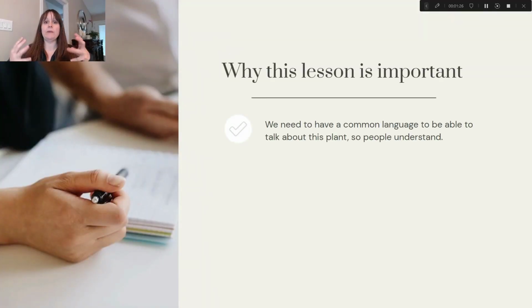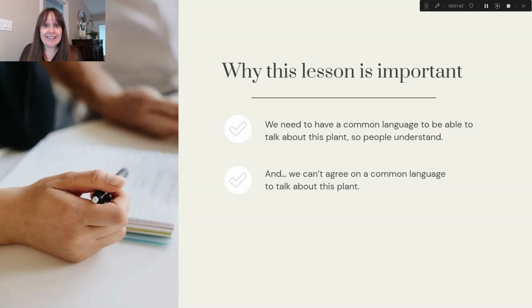First of all, if we're going to be out there educating people about the cannabis plant, we need to work from a common dictionary, like a common list of words that everybody understands that they all mean the same thing. This is super important. And the other thing is that we cannot, as a cannabis community, agree on what to name things and how to classify them.